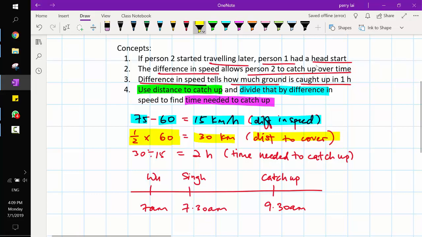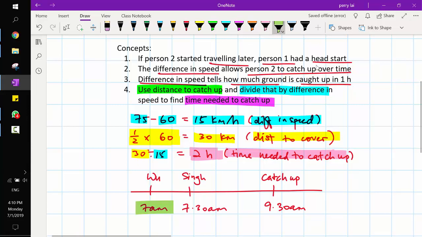So you use the distance to cover divided by the difference in speed, and you're going to get time. Distance divided by speed is going to give you time. And what time is this? It's the time needed to catch up. And there we have it.